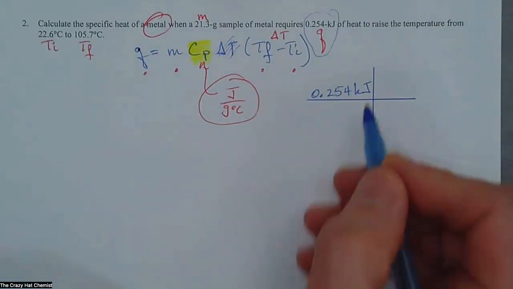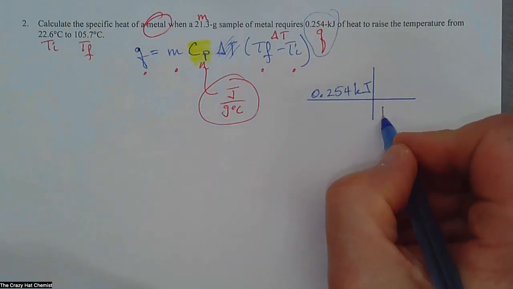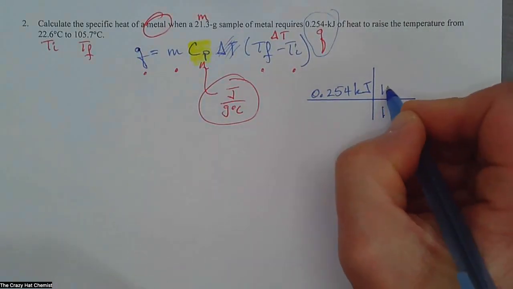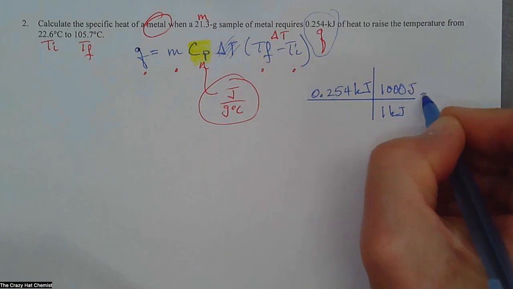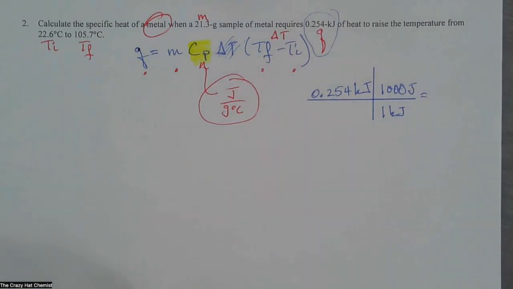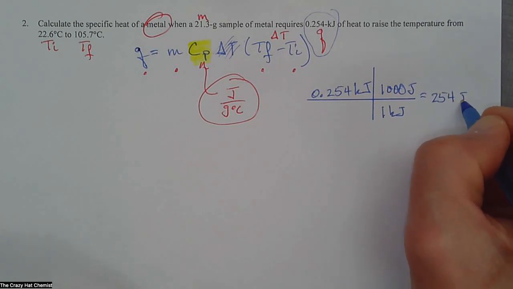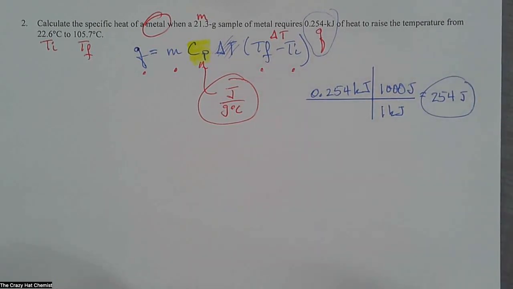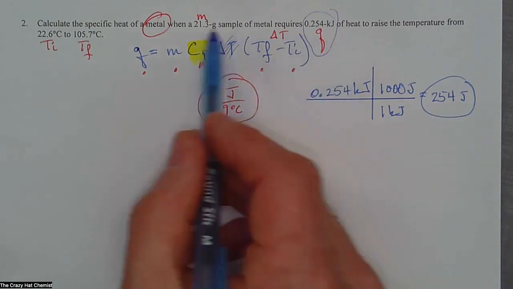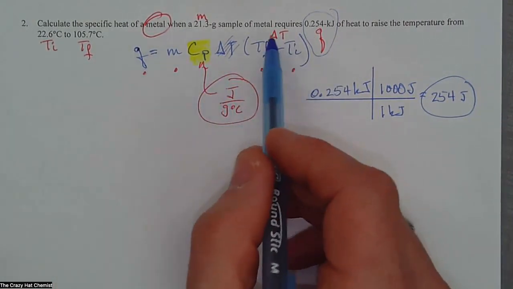So we're going to convert these kilojoules into joules. 1 kilojoule is equal to 1,000 joules. So this is going to equal 254 joules. Now I have my heat term in joules. That's going to be important here because our units, like I said, are joules per gram degree Celsius. So now we're going to plug into this equation right here.